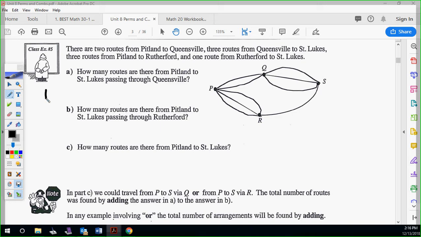Right, so you're going P to Q to S. How many routes go from P, Q to S? So how many routes from P to Q? 2. How many routes from Q to S? So there is 6.